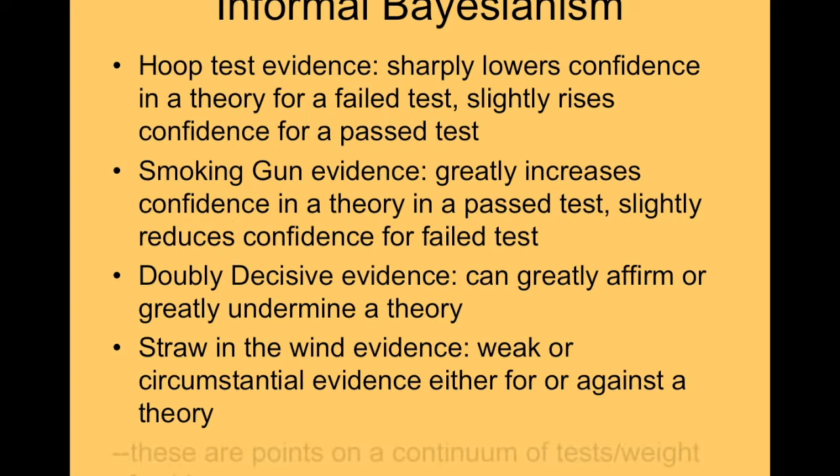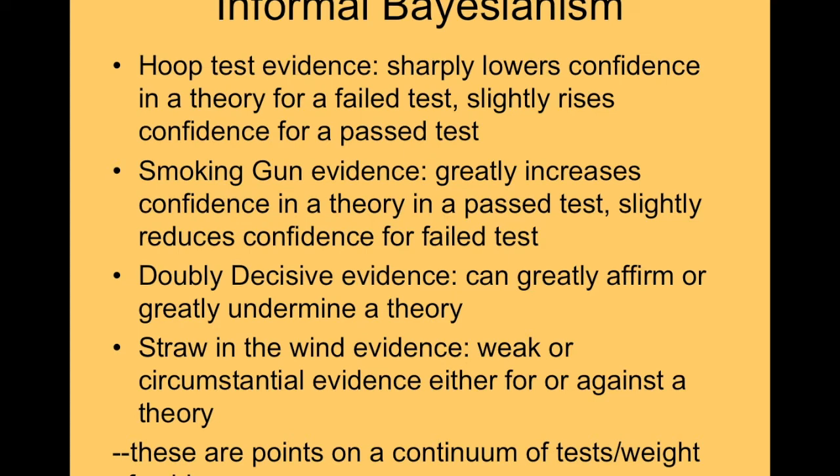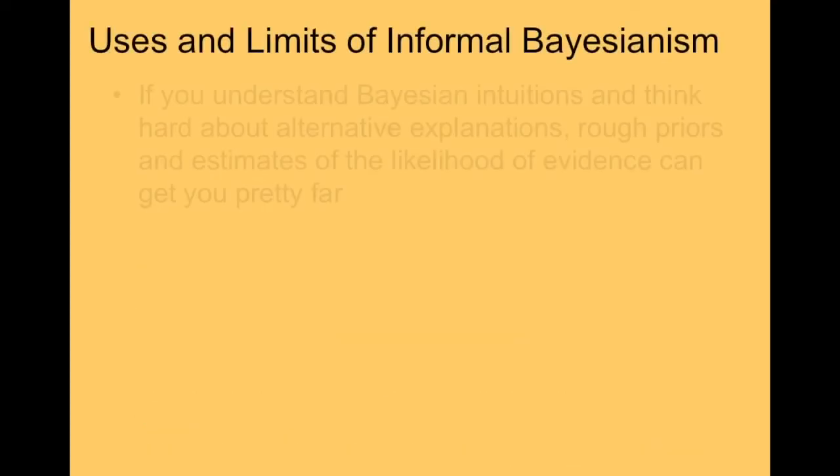Now, this is informal language. These are points on a continuum. A smoking gun test, hoop tests, and so on can be tighter or looser. This language fits our everyday insights about Bayesianism, but sometimes when we try to do Bayesianism informally, we'll fall into particular characteristic mistakes and certain cognitive biases and so on. So that's one reason it's important to understand some of the formal logic of Bayesianism.